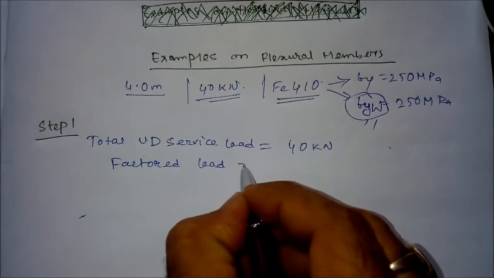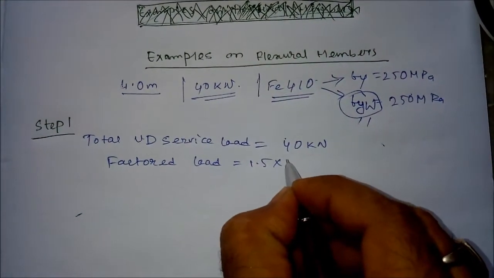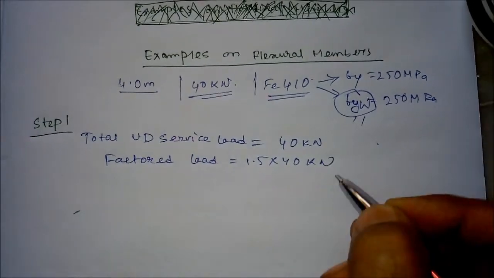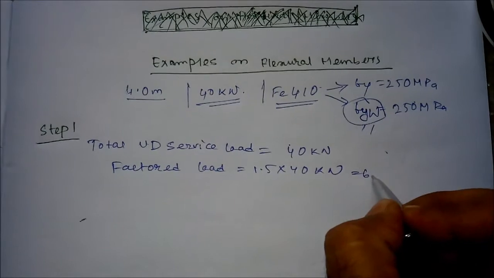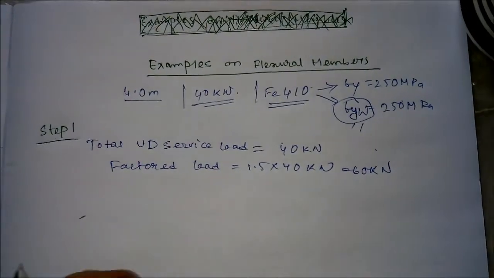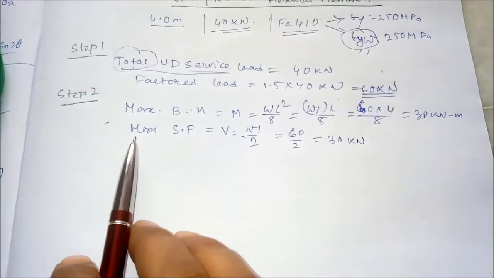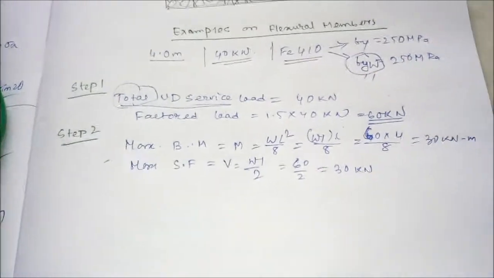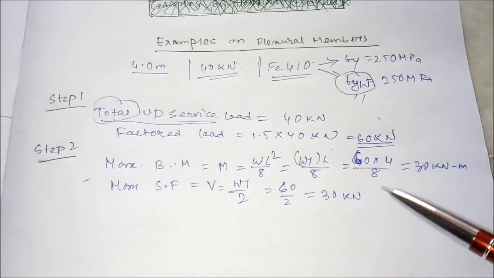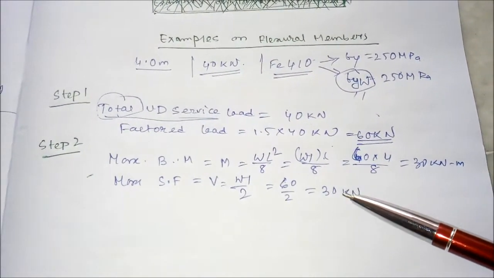Factored load will be equal to 1.5 times 40 kilonewton, that we actually already know, right? So this will be 60 kilonewton. In step number 2, we can find out the maximum bending moment and maximum shear force of this beam.